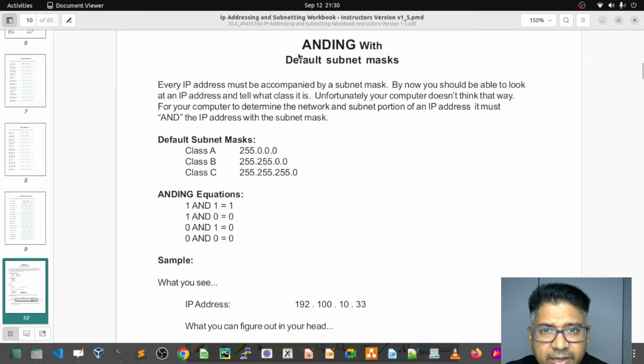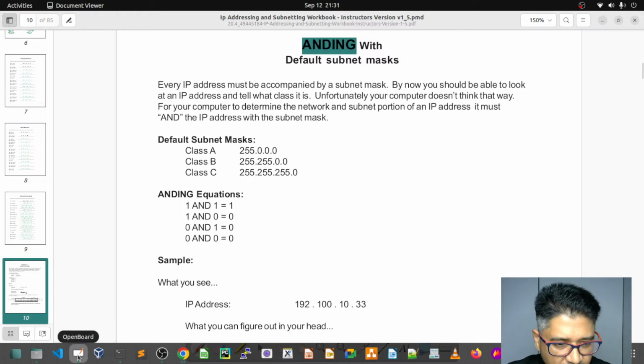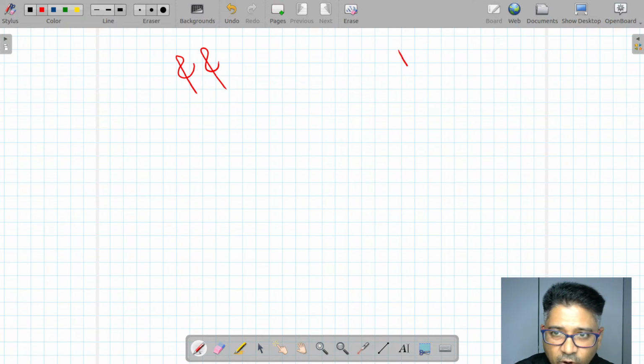Now next is ANDing with the default subnet mask. It is not adding, this is called ANDing. What do we mean by ANDing? You remember AND and OR logic in engineering, if you remember? Let me brief you there. That's called AND. The symbol is this, and that's called OR.